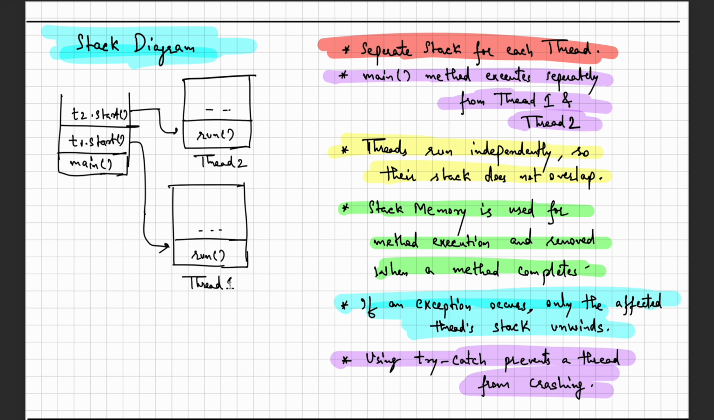But you can avoid this condition as well if you are using the try-catch block inside a thread, right? So with this visualization you can clearly understand what would happen if an exception gets thrown, or if your thread goes out of memory, right? So let's go a bit deeper.